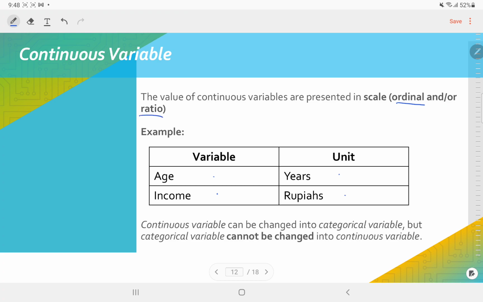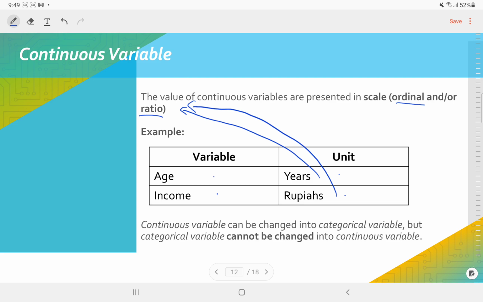For example, if we are talking about age, the unit of measurement can be years. It means that it should be ratio. If the years are still 0 or null in value, it means that the baby has not been born yet. Okay? And if you are talking about income in rupiahs, it should be ratio data. Okay?